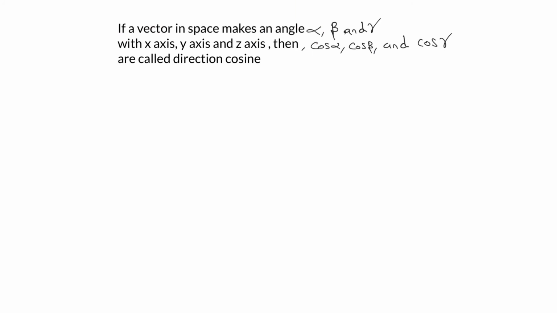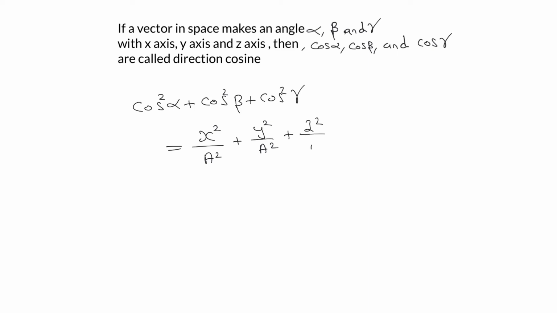Now one more important relation is, if you are squaring and adding these direction cosines, that means cos square alpha plus cos square beta plus cos square gamma, then this will be equal to, as cos alpha is x divided by A, cos square alpha is x square divided by A square, plus cos square beta is y square divided by A square, plus z square divided by A square. So this is equal to x square plus y square plus z square divided by A square.